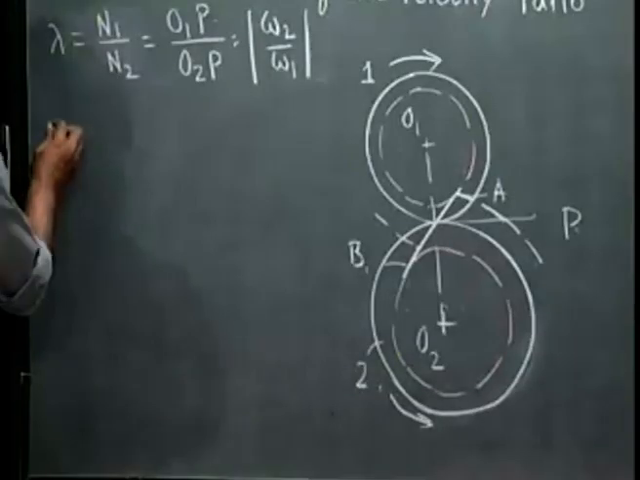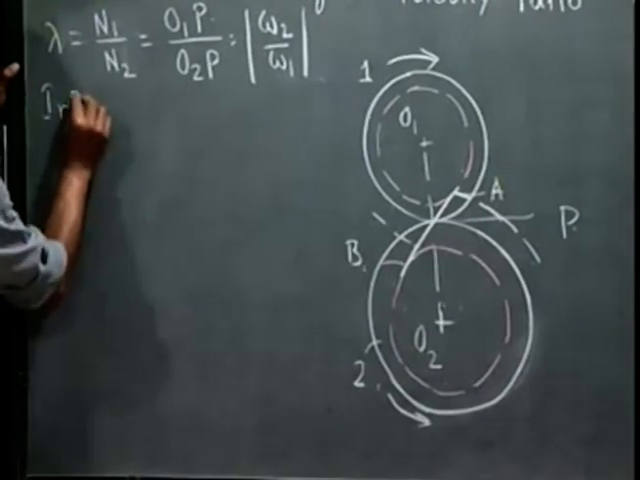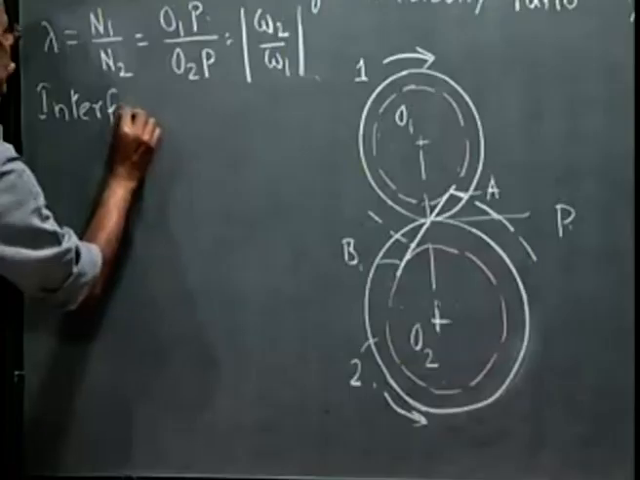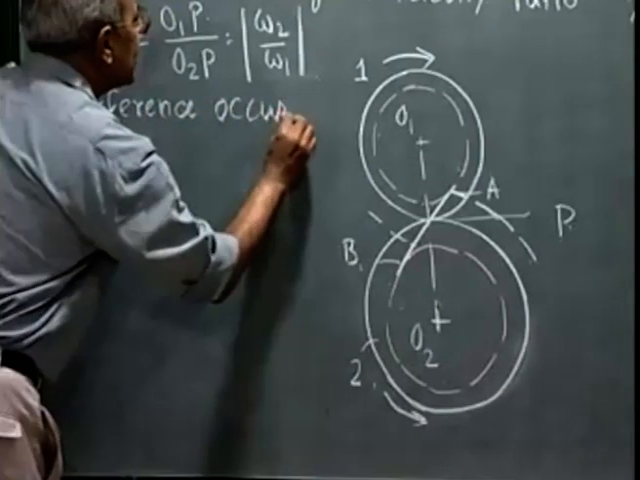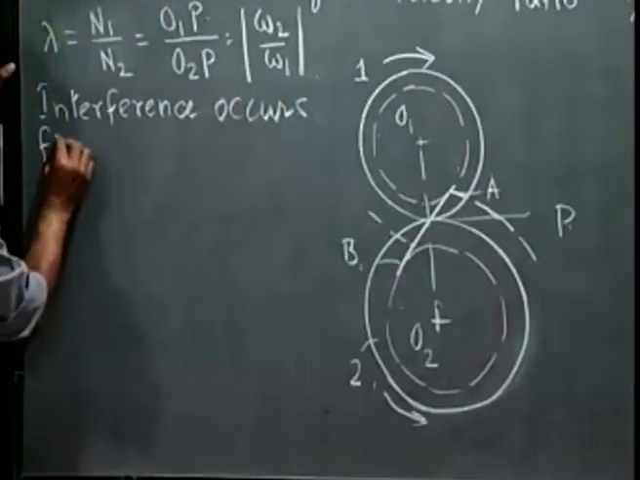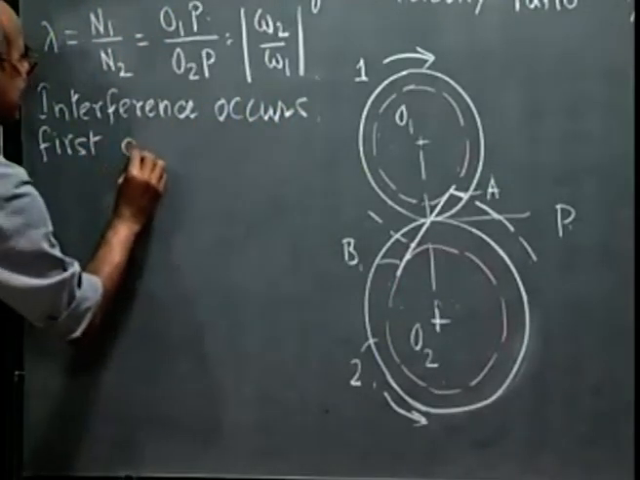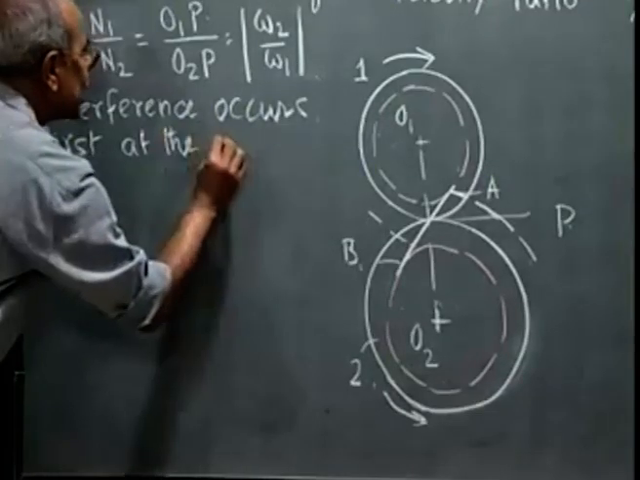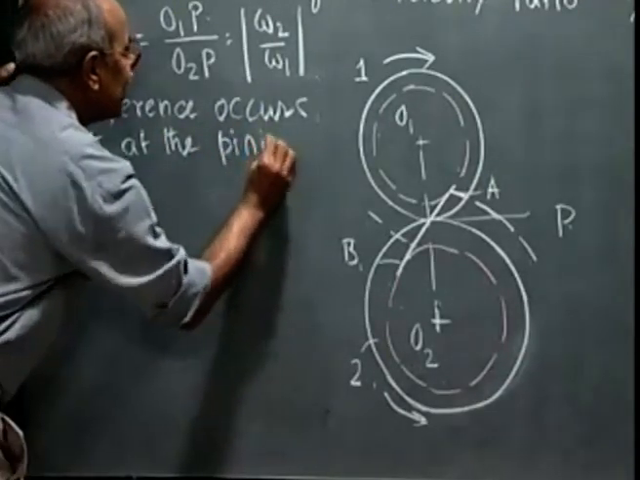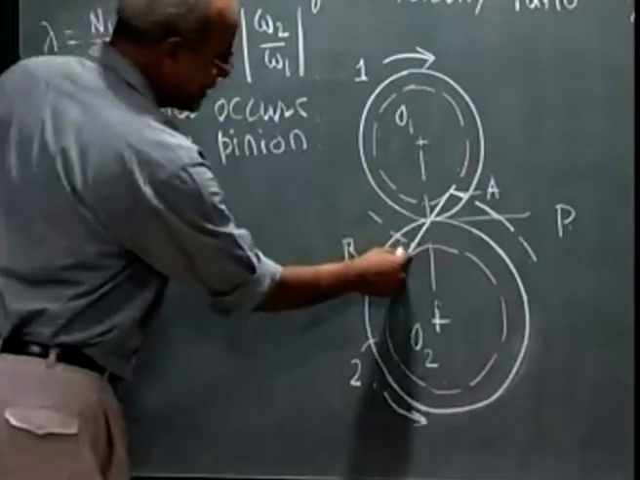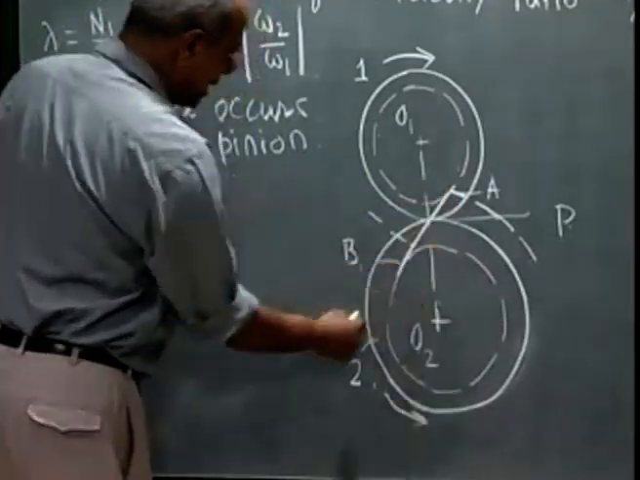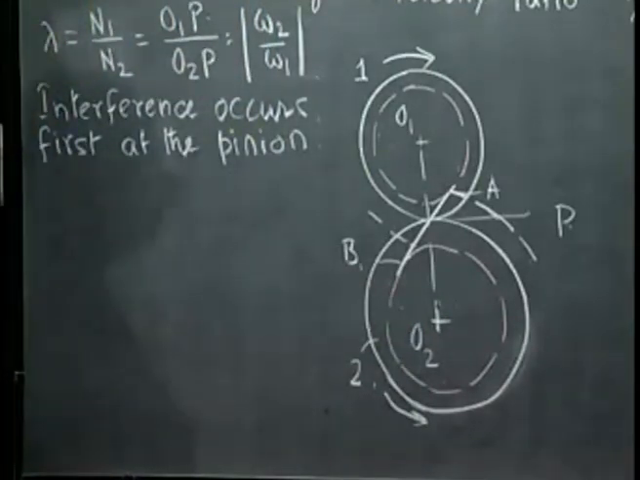So, first point to note, interference occurs first at the pinion, that is the smaller gear. And we are considering as if the interference has just started. From this diagram, we should be able to find out what is the minimum number of teeth, that is N1, to avoid interference. That is the task.